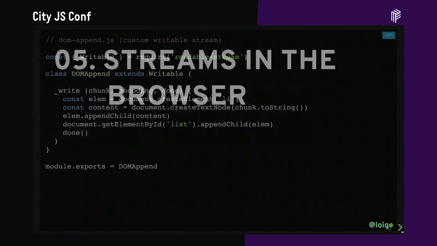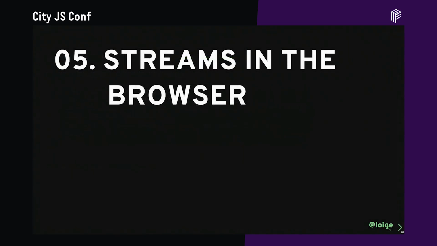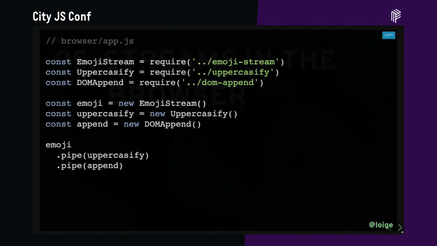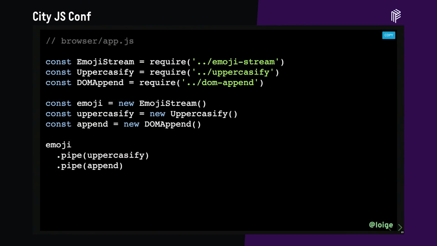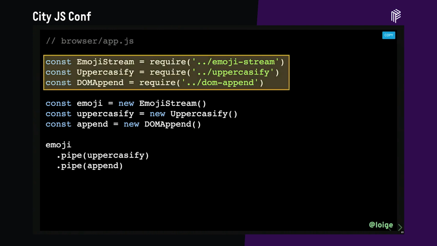And finally, we are going to invoke DOM. Of course, this is a browser example. How do we use this code that is obviously written for Node.js in the browser? And first of all, how do you use it in general? How do you combine these 3 different streams? And it's super easy. You just import them.